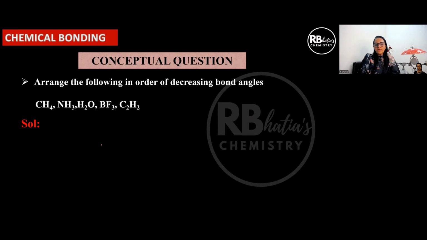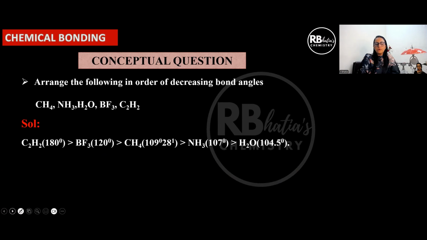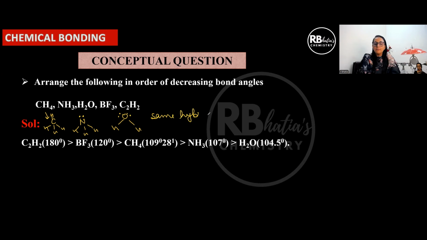So if I ask you to arrange these in order of their bond angles, what are you going to do? You're going to simply compare them in terms of their structures. Methane means 4 bond pairs. Ammonia means 3 bond pairs and 1 lone pair. Water means 2 bond pairs and 2 lone pairs. And all these three have the same hybridization, which we are going to study ahead. Same hybridization. Fine. So more lone pairs are going to decrease this angle because they will repel more.